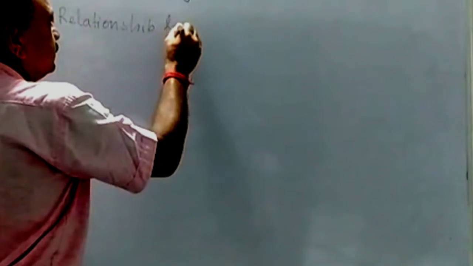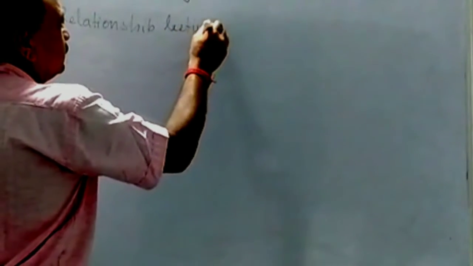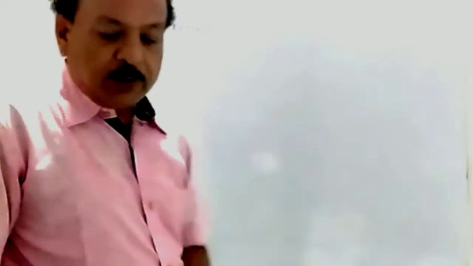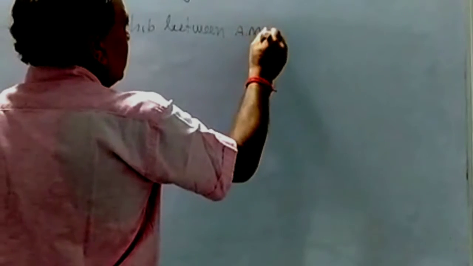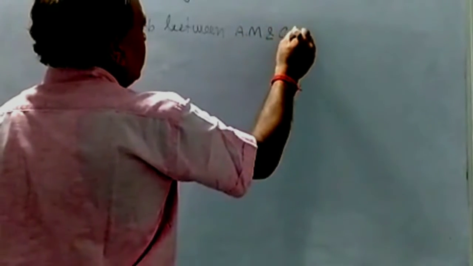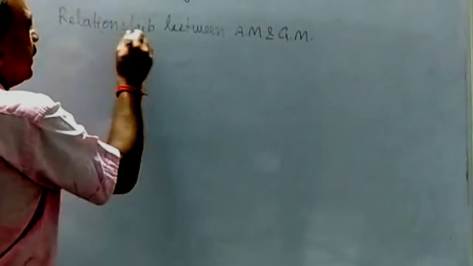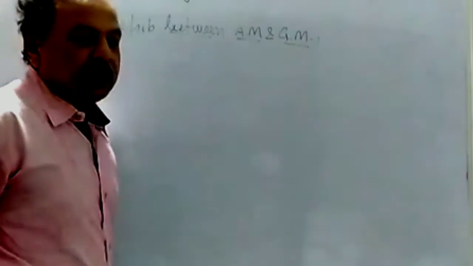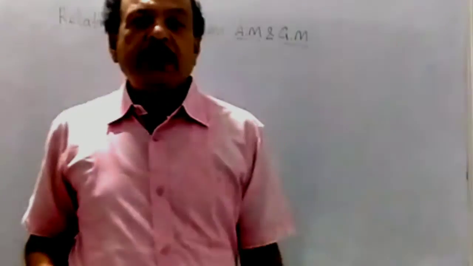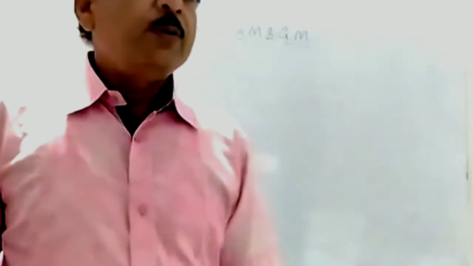Now let us see the relationship between arithmetic mean and geometric mean. So now let us see the relationship between arithmetic mean and geometric mean between two numbers.